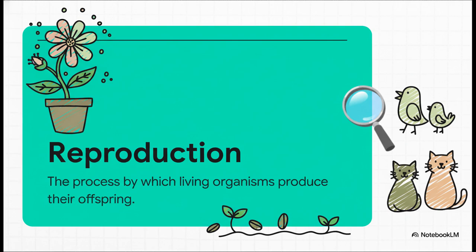Simple words में, ये वो process है जिससे living things like plants and animals अपने जैसे नए individuals पैदा करते हैं. Their babies, or as we call them in science, their offspring.